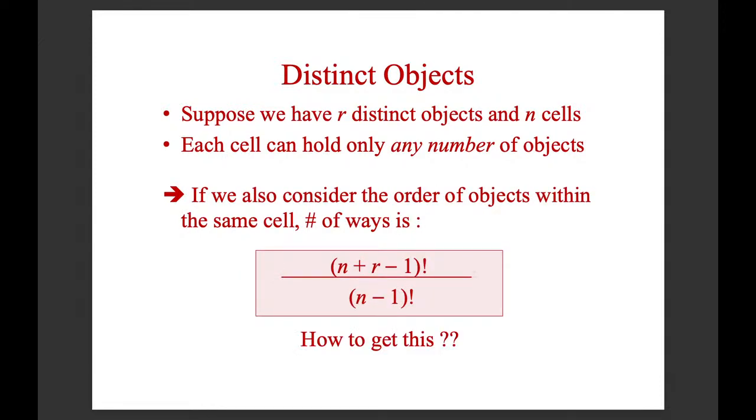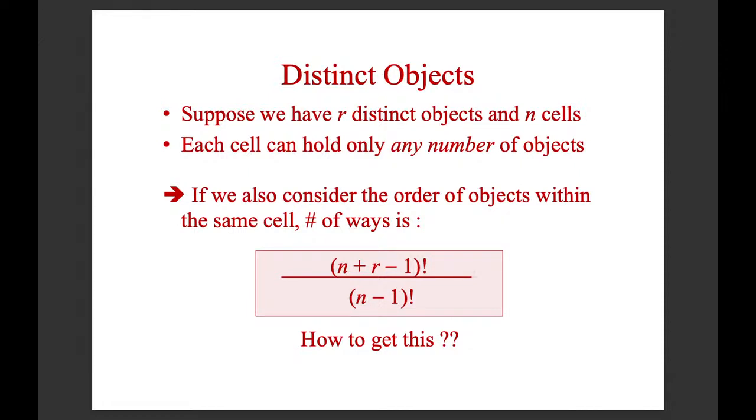Another scenario, a little bit different from the previous case. This time, we still have r balls, we still have n boxes, and the box can hold any number of objects. But this time, suppose that we care about the ordering of objects within the cell. Suppose we are looking at the first box and we have 5 objects inside. We care about which object is the first one put in, which is the second one, which is the third one, and so on. So we care about the ordering of the objects inside a box.